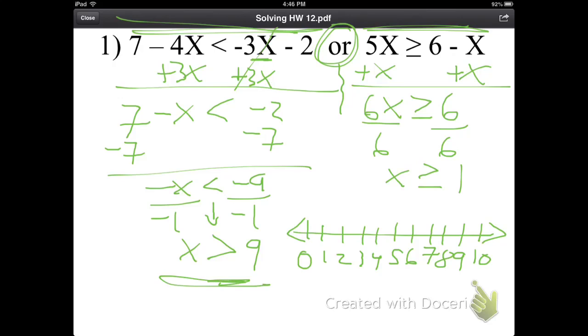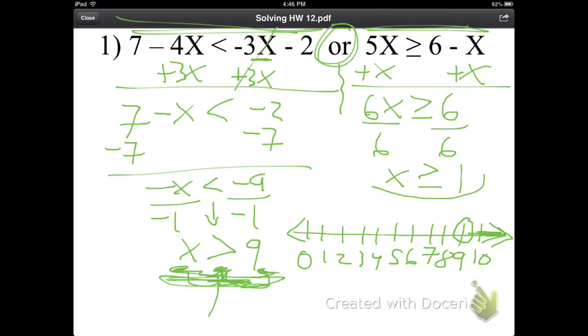Okay, if I graph my left one, I need a circle at 9. I am not going to fill it in because there's no line underneath the greater than sign, and I just need to shade which direction. X is greater than 9, so I need to shade to the right. Shade to the right. Put an arrow there.